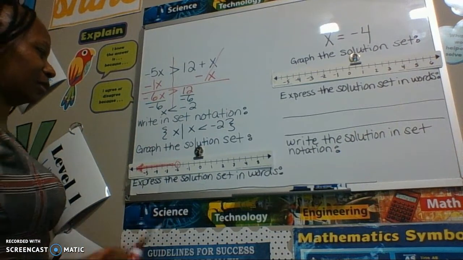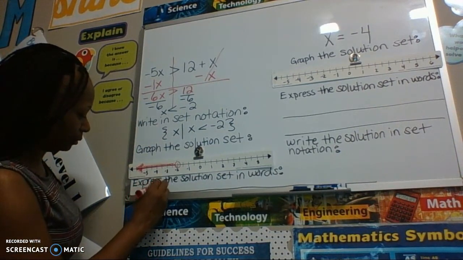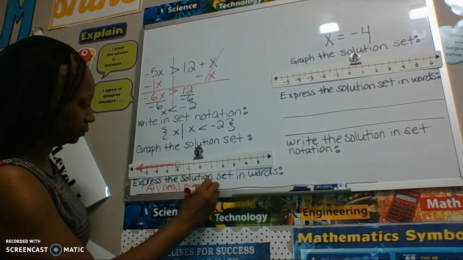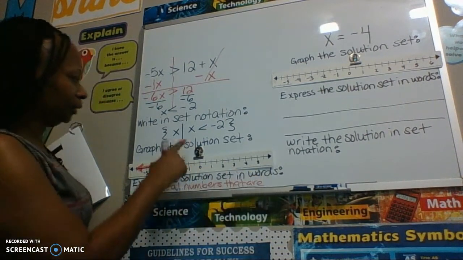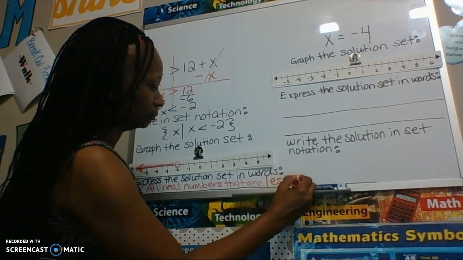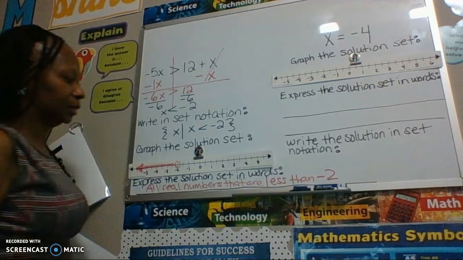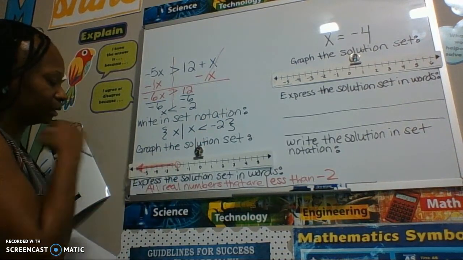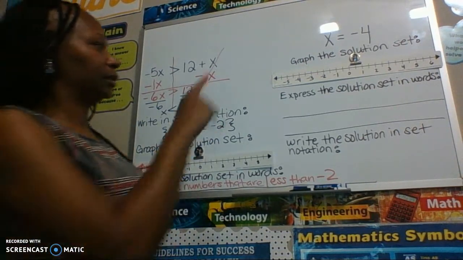Now, how do I say this in words? Well, x represents all real numbers that are, what symbol is this? Less than. Less than what? Negative 2. This means negative 2 is not included, but everything less than that, it is. Okay, and then to make this true. Let's move on to the next.